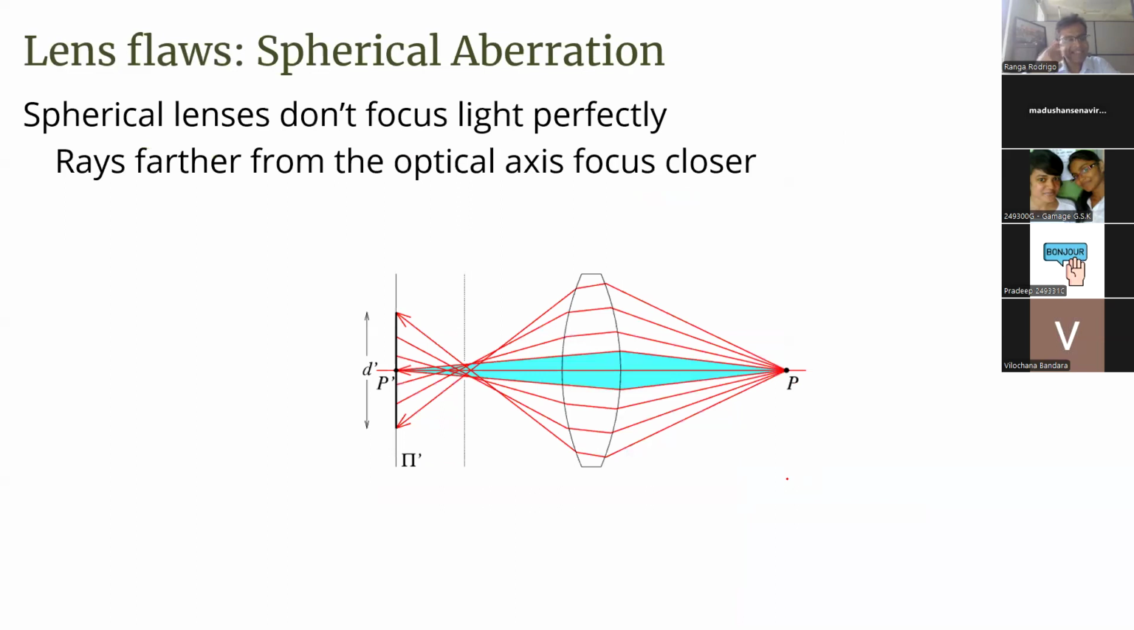Then there's a thing called spherical aberration. Spherical lenses do not focus light perfectly. Rays further from the optical axis focus closer. That means these rays, they focus closer. Rays somewhere here, they focus somewhere here. So this problem is there.